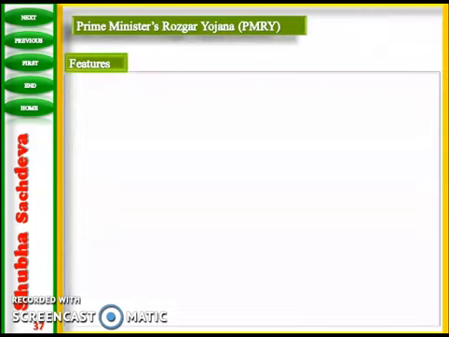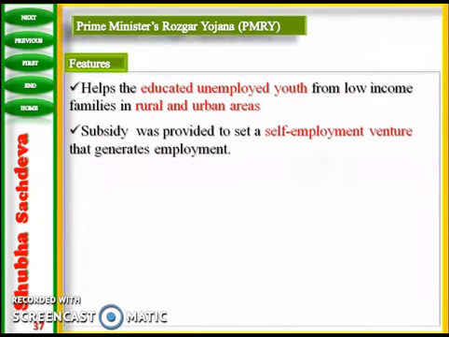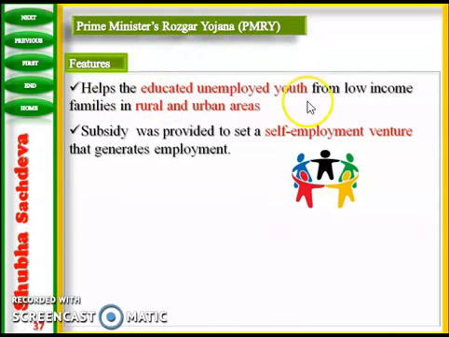Next program, Prime Minister's Rozgar Yojana, PMRY. What Prime Minister's Rozgar Yojana has done, under this Yojana, they help the educated unemployed youth, those unemployed youth who were educated, पढ़े लिखे थे, from low income families in rural and urban areas. In both we talk about कि they are from the families of rural area also and urban area also. They helped those educated unemployed youth by providing subsidies so that they can start up their self-employment venture.